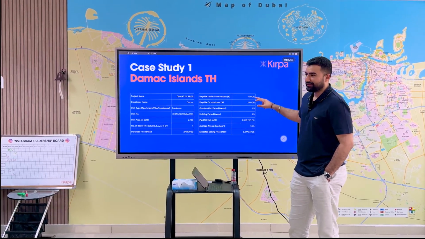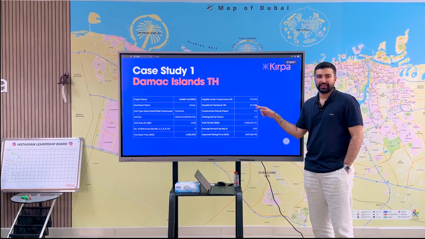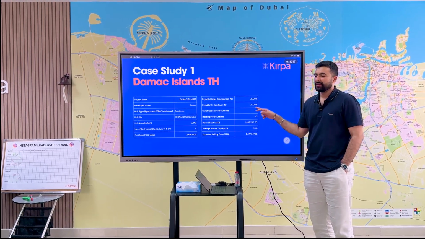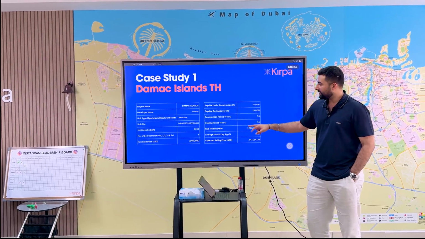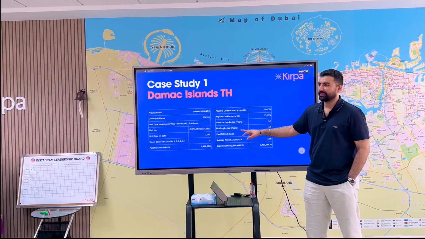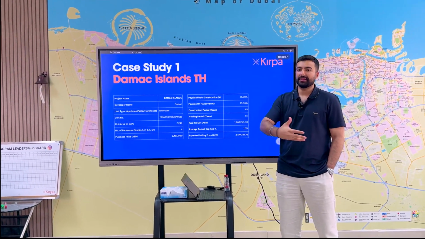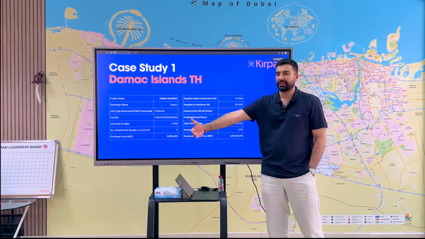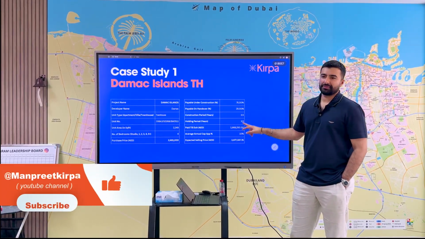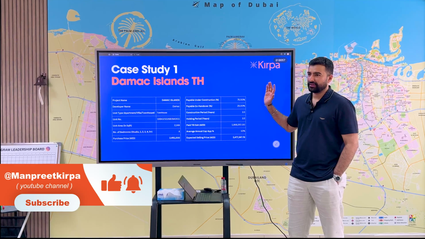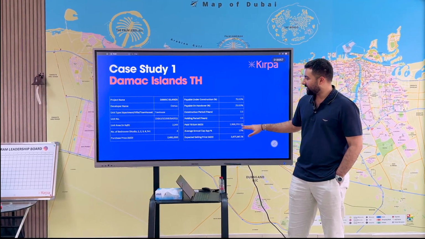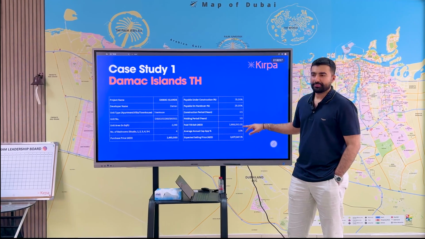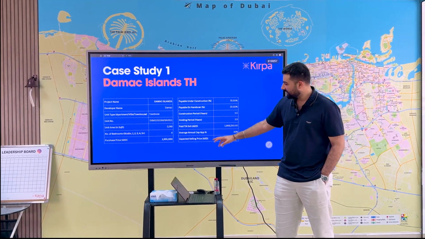The payment plan over here is 75% during construction and 25% on handover, right? The construction period is 3.5 years. Here I've written holding period. What does holding period mean? It just means how long you will wait until you sell. So that's also 3.5 years, let's say around next to handover. Paid till exit. How much has the client paid? 75%, right? So 1.8 million is already paid.